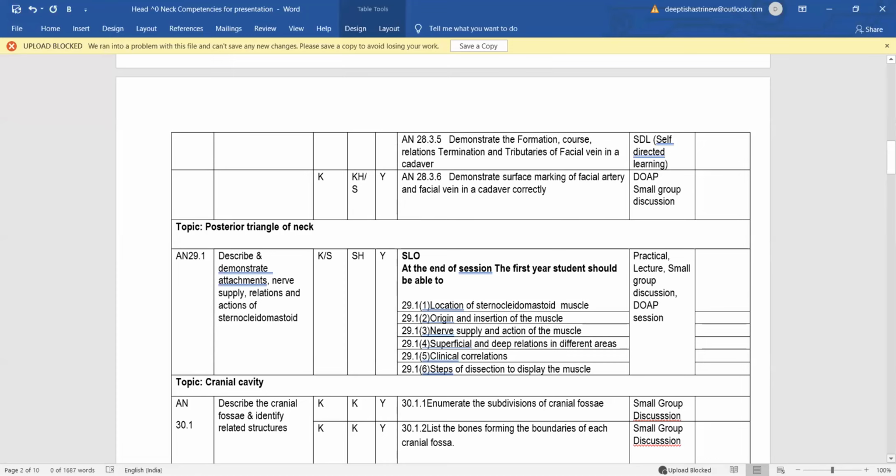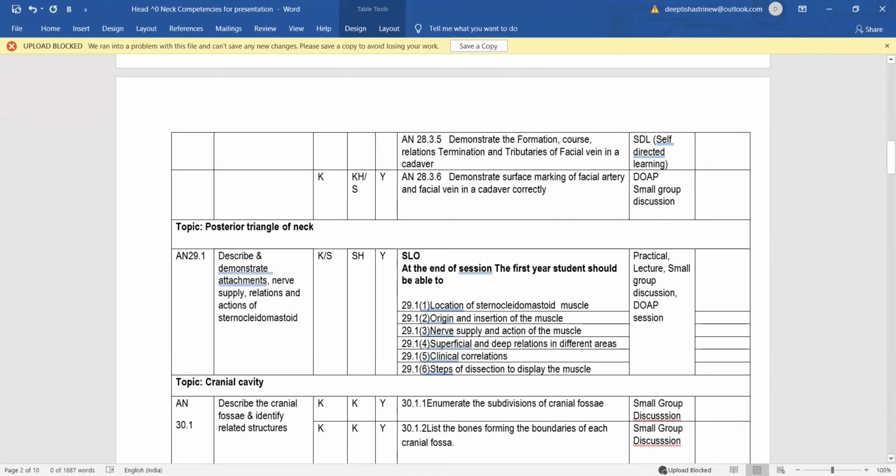Dr. Saujanya, it's the same thing that Dr. Sheila also mentioned earlier. Punita ma'am also mentioned earlier. Okay, ma'am. You can modify it into, at the end of the session, the phase 1 MBBS student should be able to locate the sternocleidomastoid. That becomes a skill domain, right?